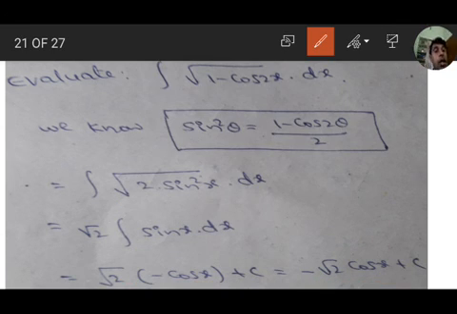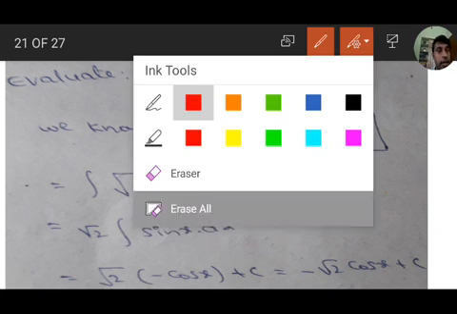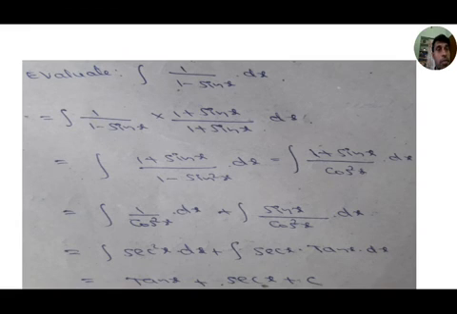Directly we don't have the formula for this integration, so we need to first simplify using trigonometry, that is 1 minus cos 2 theta equal to 2 sin square theta. Here root 2 is outside and the sin square and square root cancel, leaving sin x. Its integration is minus cos x. That is minus root 2 into cos x plus c. Next, let us move to the next problem.